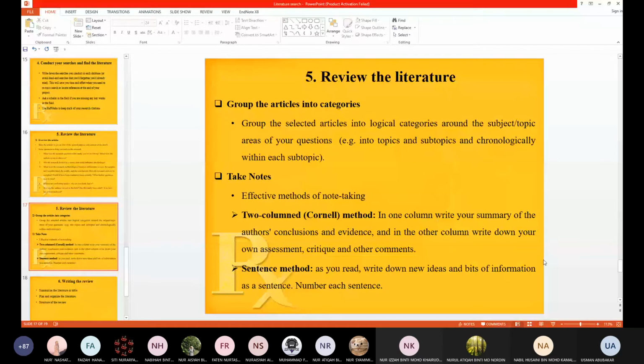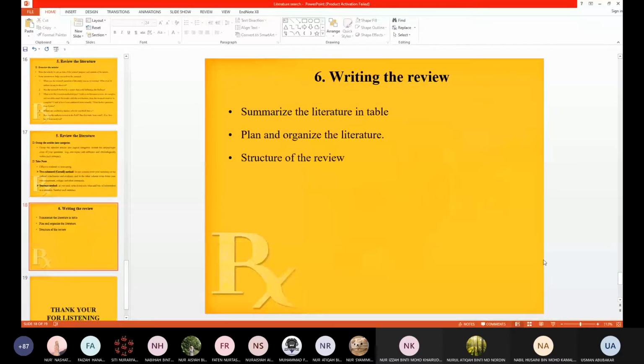The theme 2 will go together, and then if there are any inconsistencies, you can discuss and then bring in your own voice. Okay. And then lastly is writing the review.